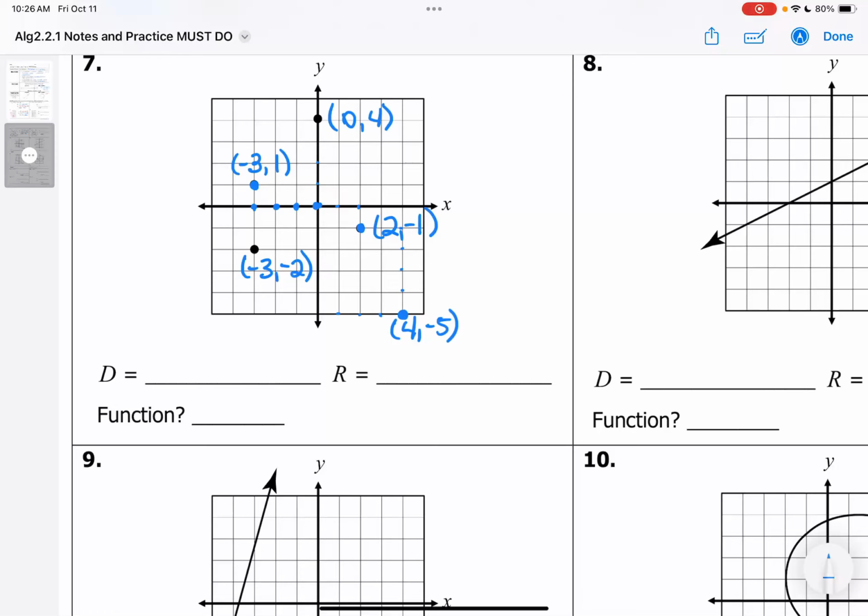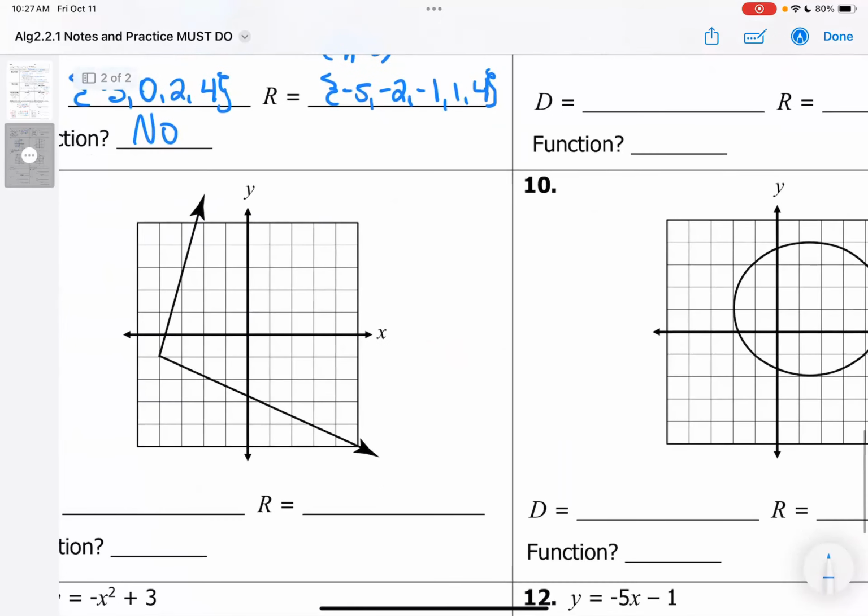So you would just put these in order for the domain, starting with the lowest, -3, 0, 2, and 4. We don't actually repeat the -3 in there. Then the range: -5, -2, -1, 1, and 4. So is it a function? No, because -3 has 2 different y values. Okay.